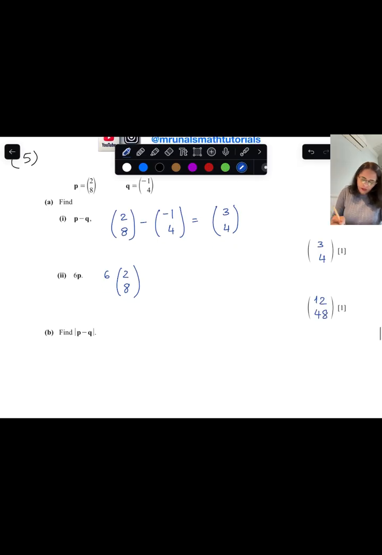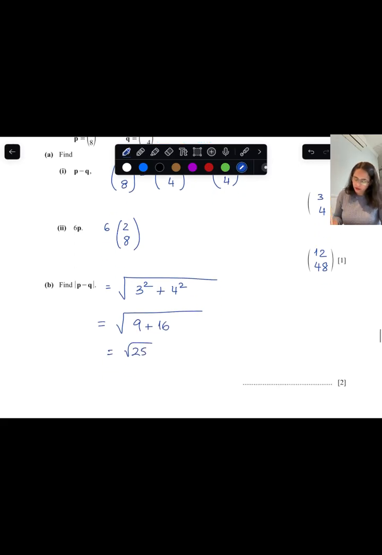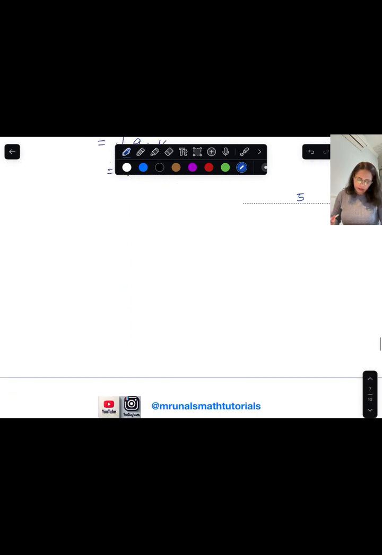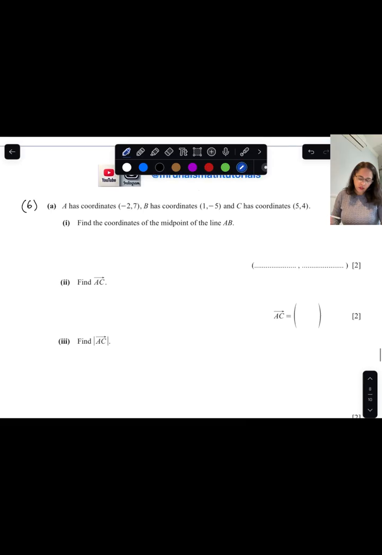Now here we need to find the magnitude of p minus q. We already found the vector p minus q. Now let's find the magnitude of that. It's going to be the square root of x squared plus y squared. That is 9 plus 16, which is 25. Square root of 25 is 5. So the magnitude is 5 units. Let's move on to question 6.